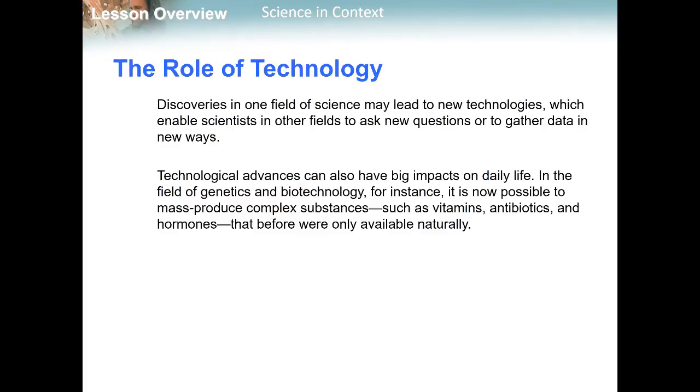Technological advances are happening very rapidly, and they impact life daily. Genetics is one of those fields that we're seeing rapidly increase because of our technology. Some of the new technology related to genetics is called biotechnology, and now we can mass produce complex substances like vitamins, antibiotics, and hormones that were before only naturally available, because of the technology that we've developed.